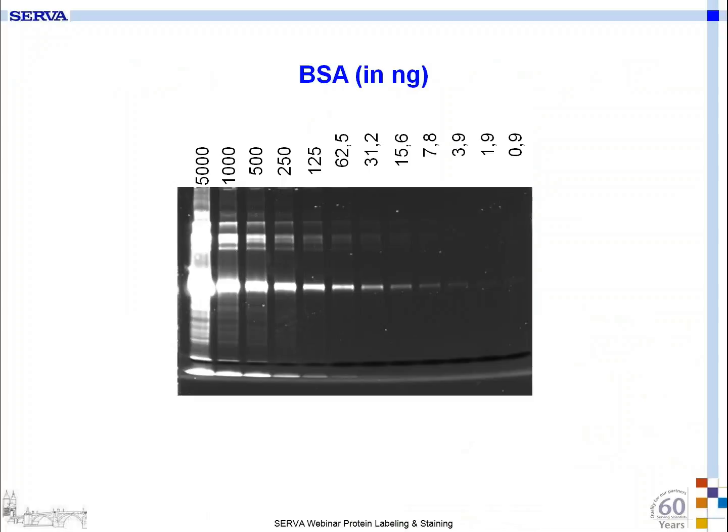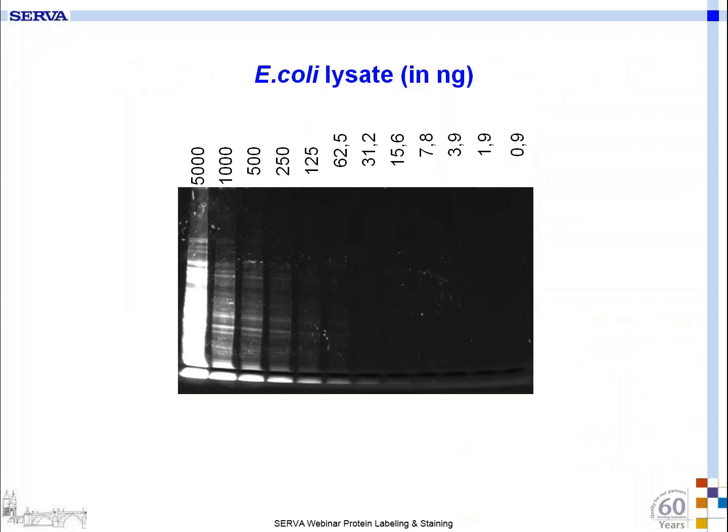Another example here, we have BSA in nanograms from 5,000 to 0.9, and as you can see, the Lightning Red can go down to 1 to 2 nanograms. Another example, it's an E. coli lysate. Of course, you have much more bands, so you cannot go down to 1 nanogram, but you reach, let's say, 30 nanograms with E. coli lysate.